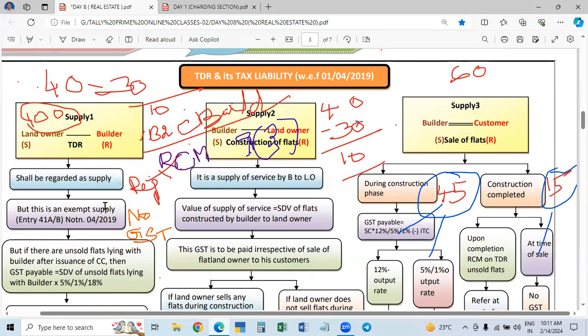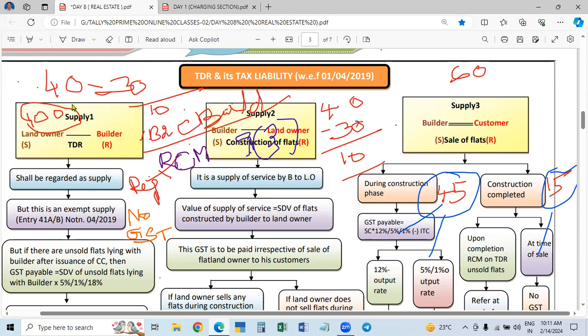In this case, if the landowner sells all the flats after the construction only, there is no tax liability at all on him. But only the builder has to pay the GST on the 40 flats. First of all, this is an exempt supply, TDR is an exempt supply, so no GST, and that's why no registration is also required for the landowner.